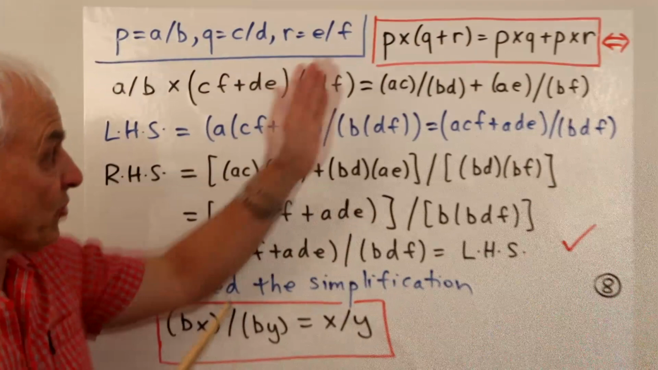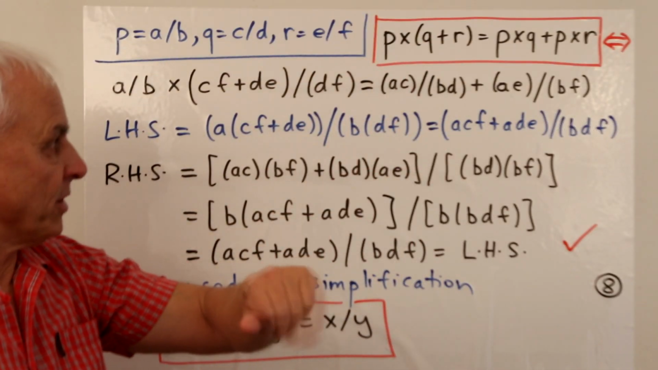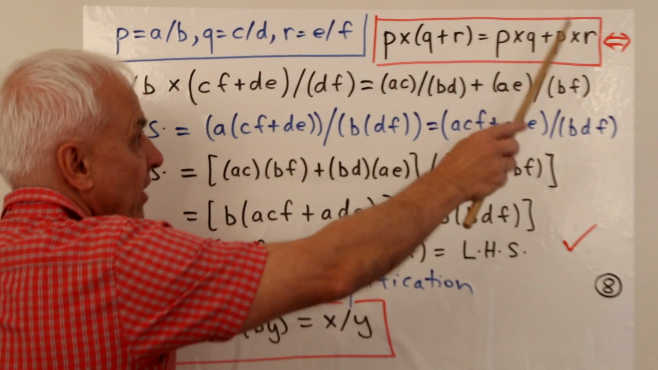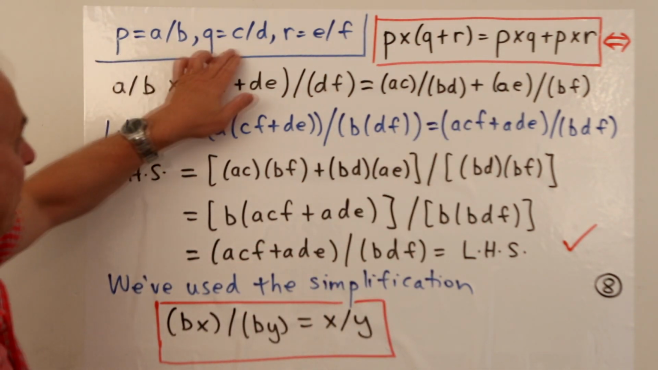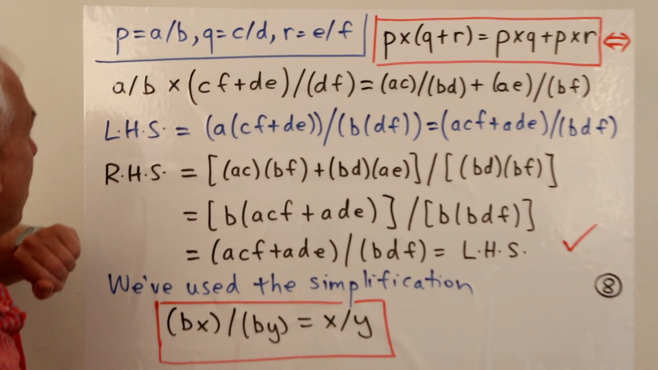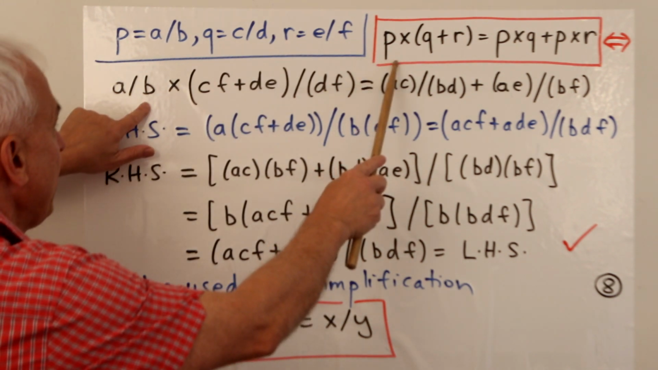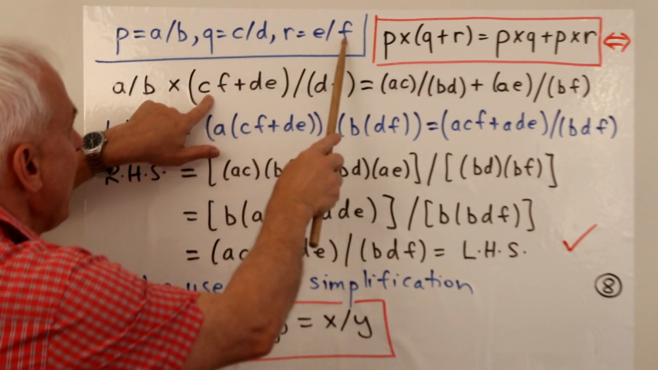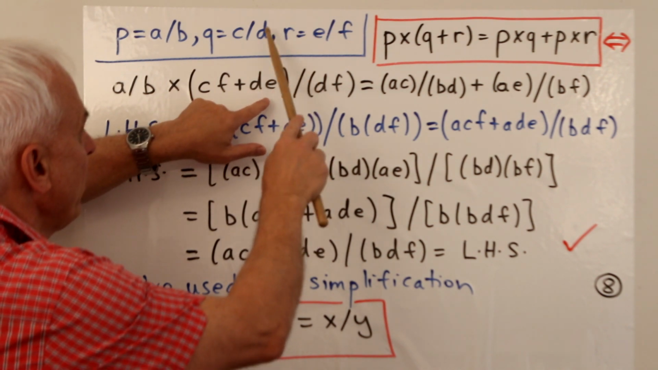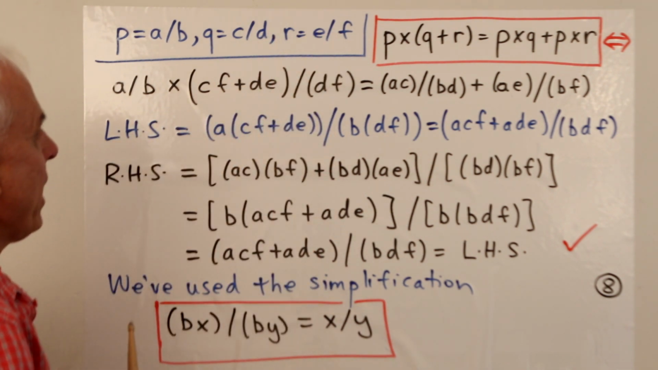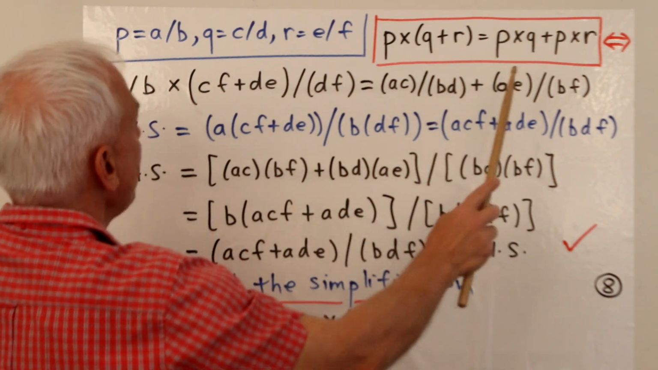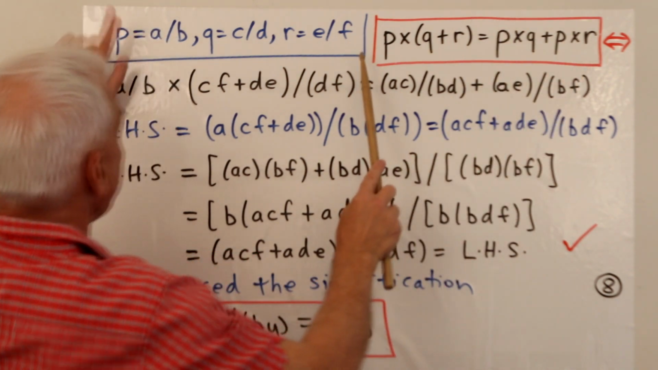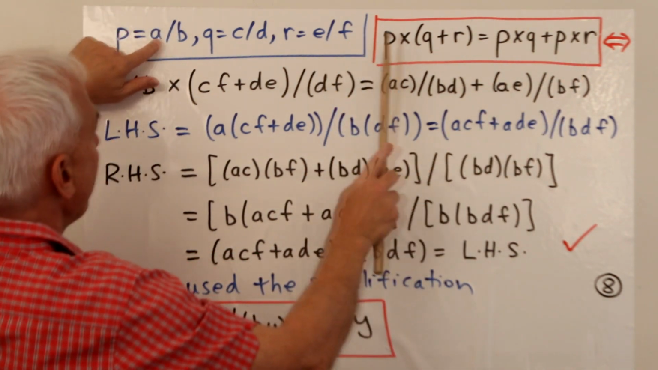Okay, and here's the distributive law. One of them, I'll leave the other one to you. Here's P times (Q plus R) equals P times Q plus P times R. Okay, so using the same notation for P, Q, and R as before. Here is P, it's A over B, times (Q plus R). There is Q plus R, CF plus DE all over DF. And on the right-hand side, we get P times Q, the product of these two, so that's AC over BD. And P times R is the product of these two, so that's AE over BF.